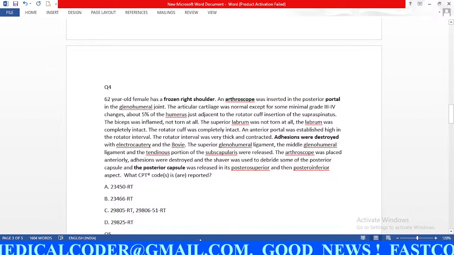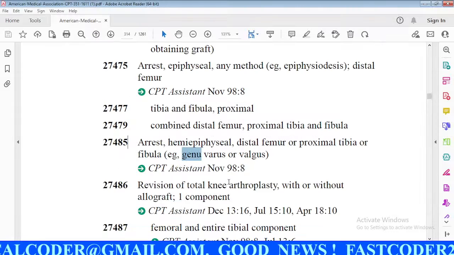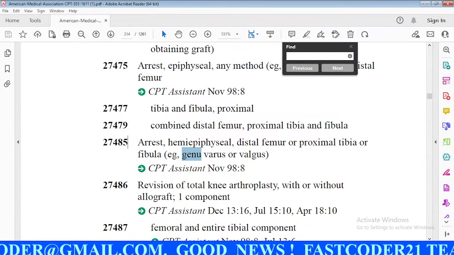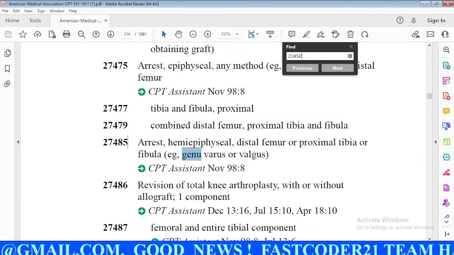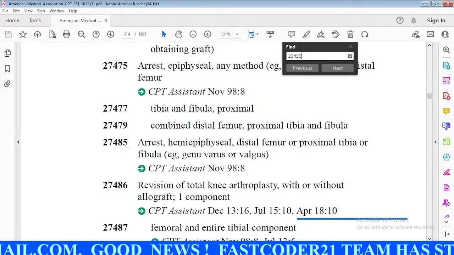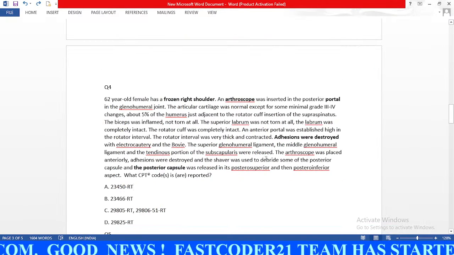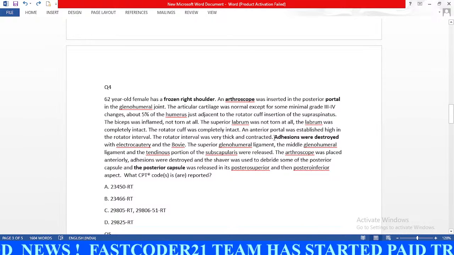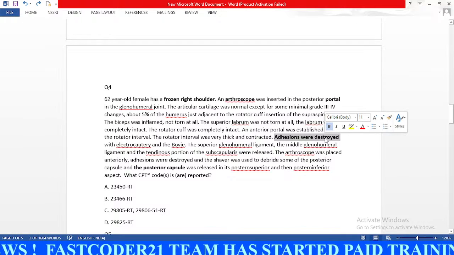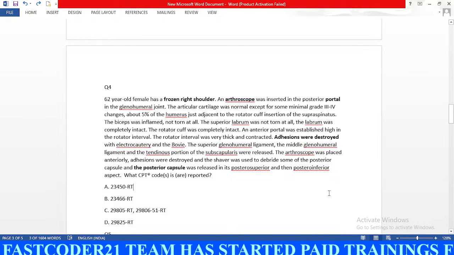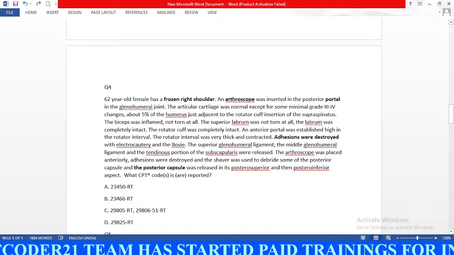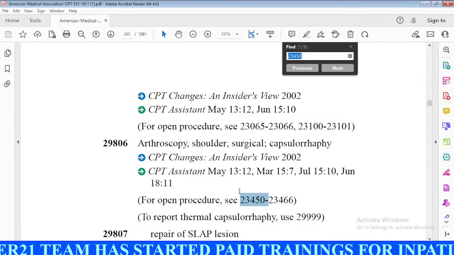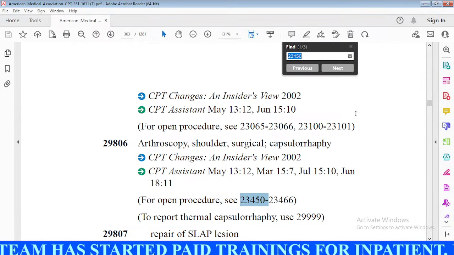So we will check 23450. Basically, the physician has performed adhesiolysis. Adhesions are destroyed, which means lysis of adhesions. He destroyed the adhesions. Only that one procedure the physician has performed. We will check 23450.